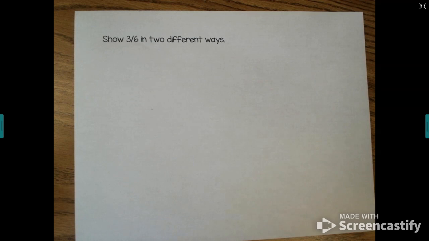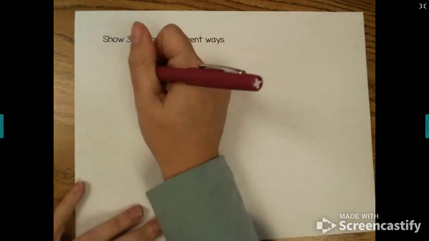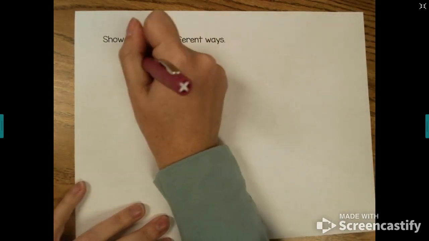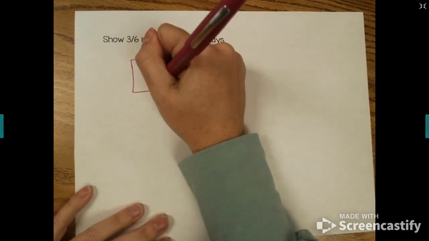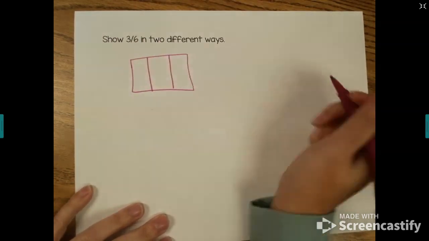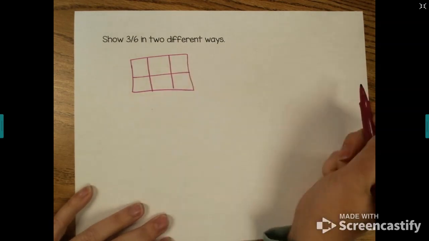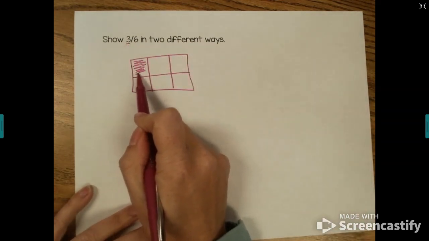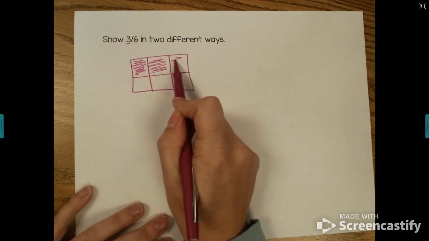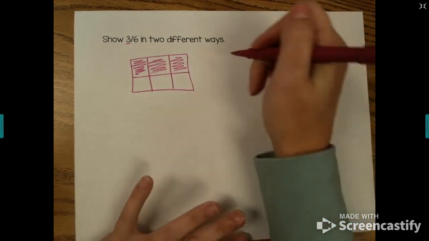The next question says show 3/6 two different ways. So I'm going to do it with a rectangle. I'm going to partition it into 6 equal slices. So that's 3, and I can partition it down the middle. But then I need to shade in 3. 1, 2, 3. So that's one way.